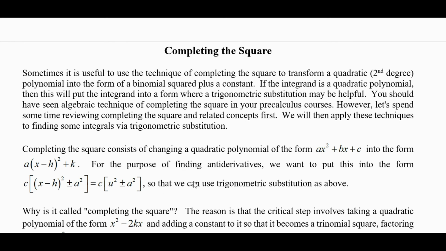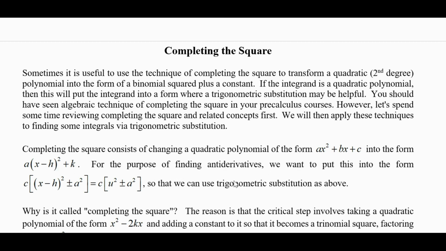So completing the square consists of changing a quadratic polynomial of this form, ax squared plus bx plus c, where a, b, and c are constants, into the form a times parentheses x minus h squared plus k, where a, h, and k are constants. Actually, a is the same constant. H and k will be different constants.